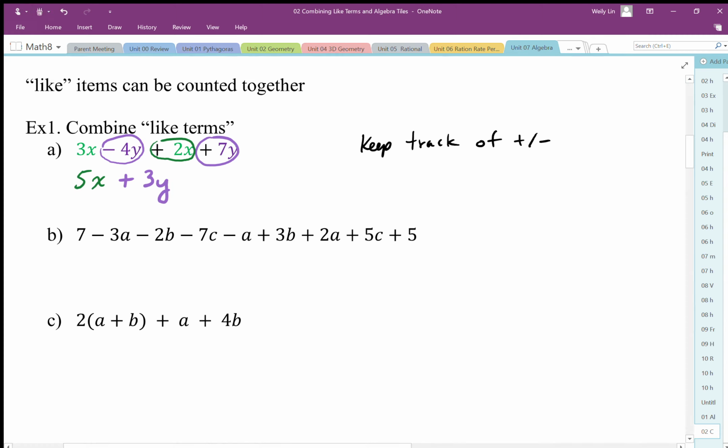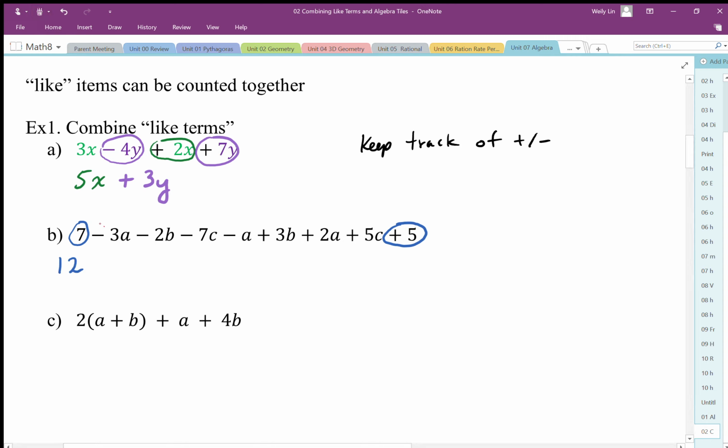So looking at this next one, we need to figure out which terms are like. So I'm just going to circle the 7 here. That 7 represents 7 1s. So I'm just going to see if there's any other ones and here. And there's 5 ones here. But it's important not just to see that there's 5 ones. We need to know what we're doing with those 5 ones. We're going to add 5 ones. So keeping track of that plus minus is very important. So here I'm just going to say I have 12 ones.